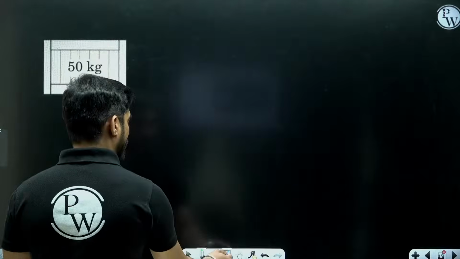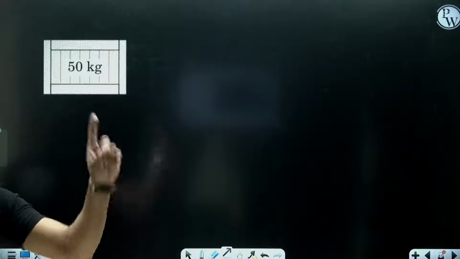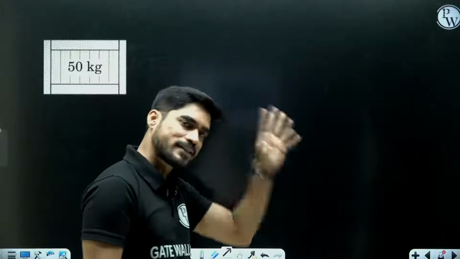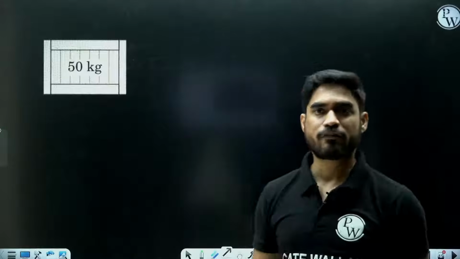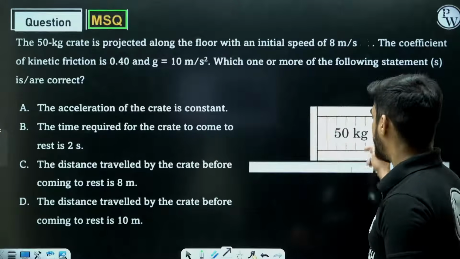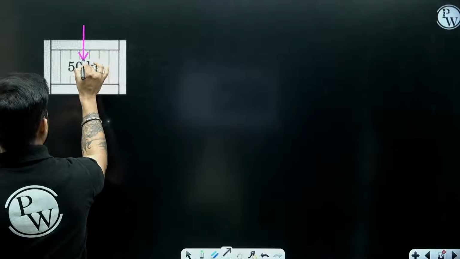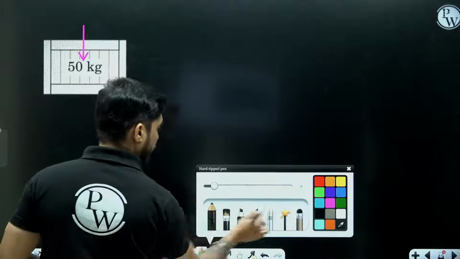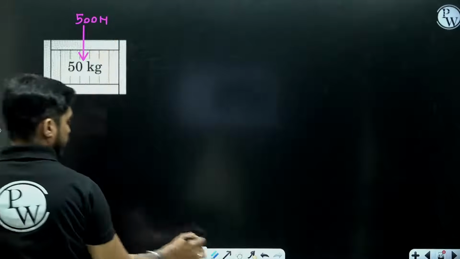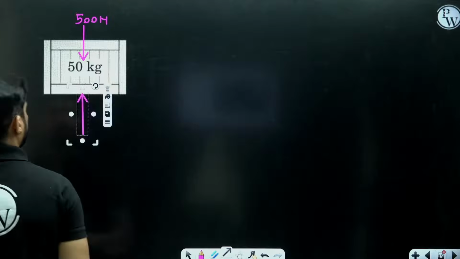In order to apply any method, you have to first draw the free body diagram. That is the first step to solve any problem of kinetics, just like statics. Now g is 10, so the weight will be 50 into g, means 500 Newton. This is 500 Newton. Now there will be a normal force like this.